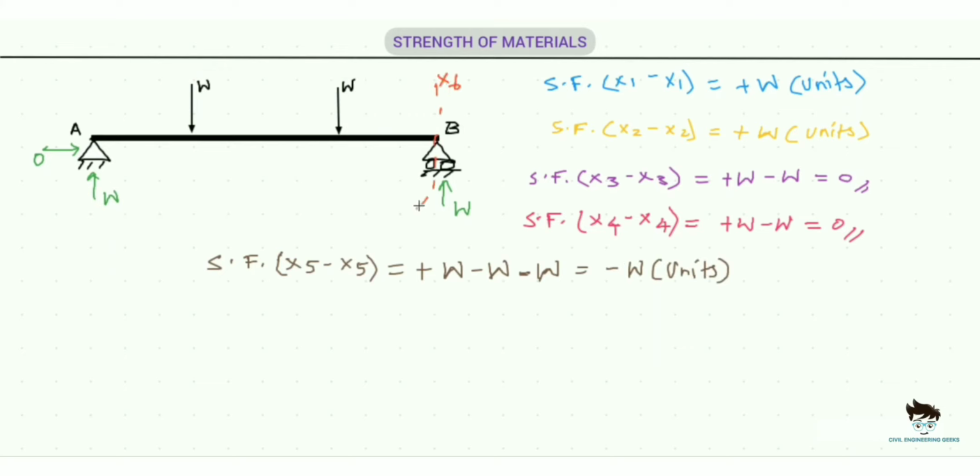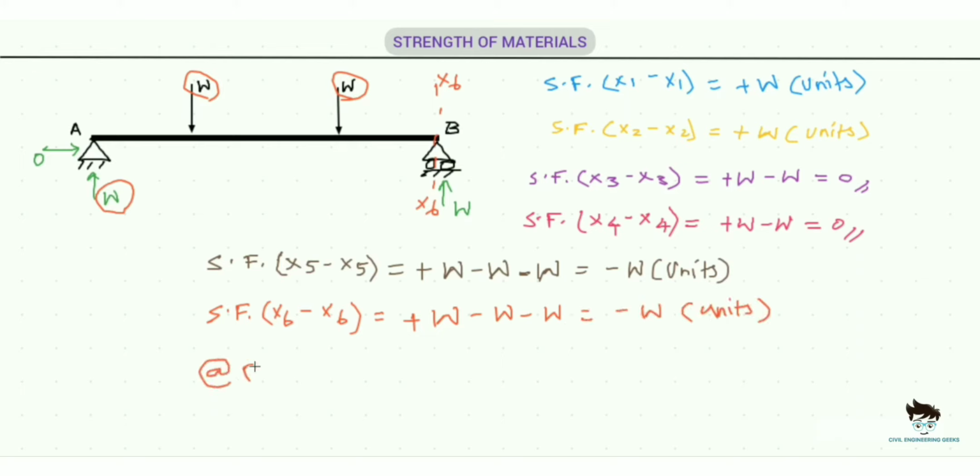Finally, let's get our value for shear force at section 6-6. Here the section 6-6 is just before the support, therefore shear force at the section 6-6 will also have the same shear force value, that is equal to minus W. But at the point B, we have a reaction of plus W. So at the same point, shear force will also become 0.